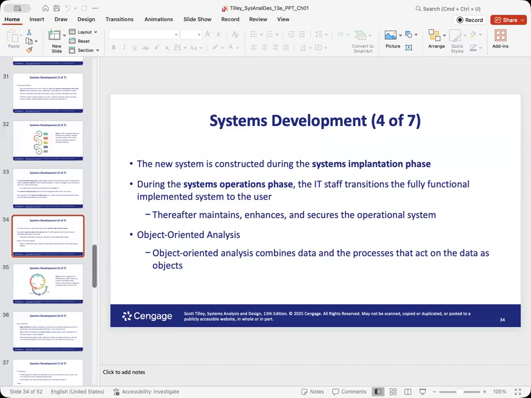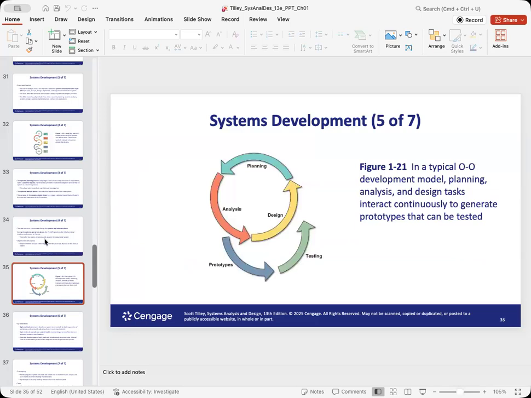And also have object-oriented analysis. We'll also discuss about it in the next two lessons. Now, object-oriented analysis combines data and the processes that act on the data as what? Object. We'll talk about that later. So don't bother your head with that. Okay, so this is how the systems development goes.